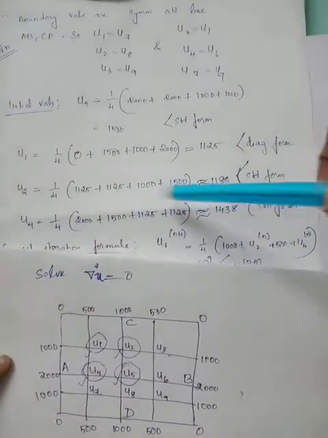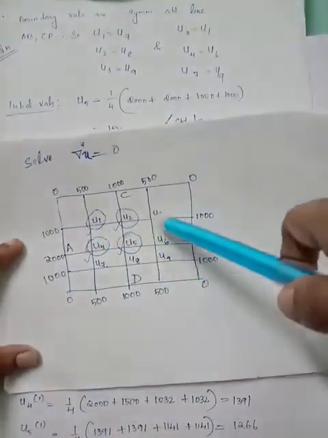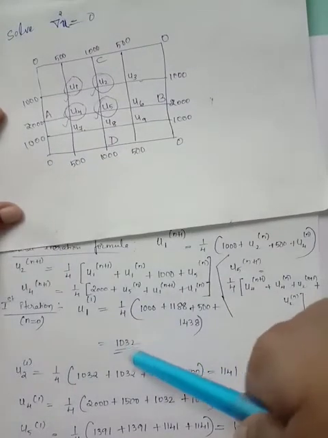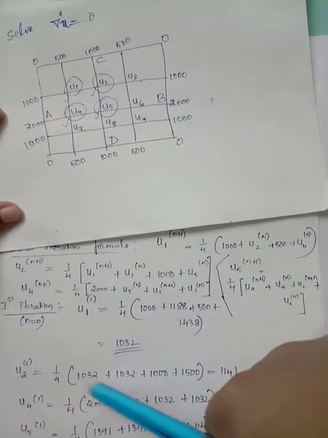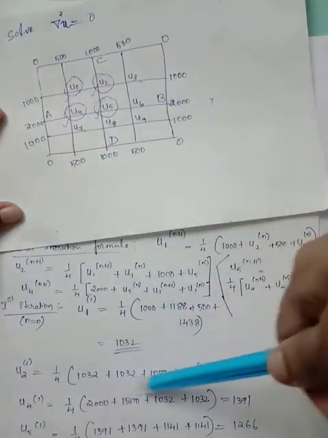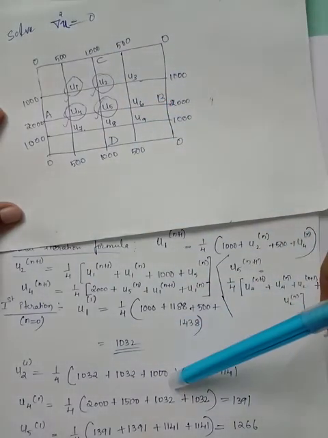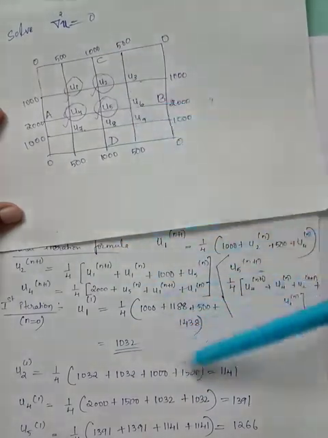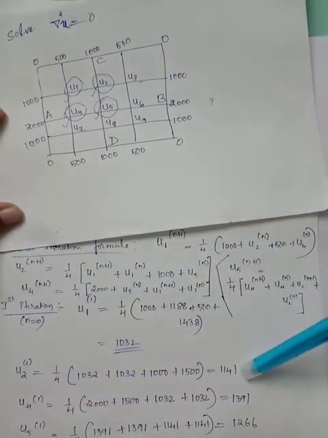To find u2, again you have to depend on the standard 5-point formula: 1000, u1, u3, u5. The u5 value is obtained from the previous iteration, which is 1500. Regarding u1 and u3, you have to depend on the latest value, 1032. u1 and u3 are the same values. Then the value 1000 is the boundary condition, the fixed value, and u5 is taken from the previous iteration. The sum is multiplied by 1 by 4 to obtain the new value of u2.